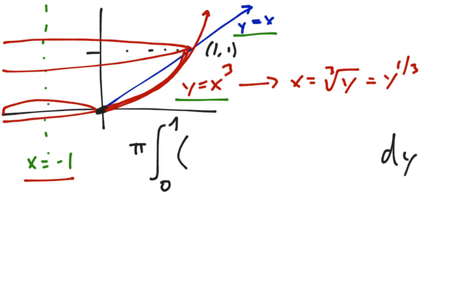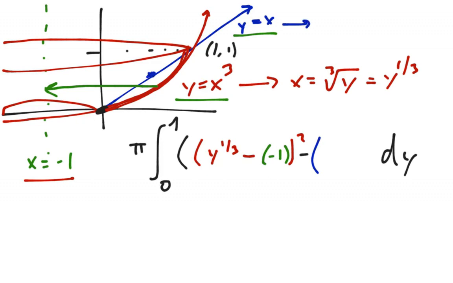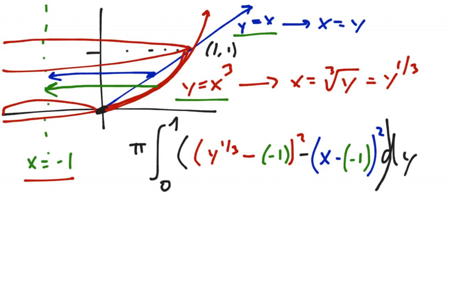So our outer radius will be y to the 1/3, and then minus, there's that axis of revolution, which is at -1, squared, and then we're going to subtract the inner radius, which goes from here, which is y equals x, so rewriting x equals y, down to -1. So it's going to be y minus, and then parentheses, -1, close parentheses there, squared, and then we can close the black parentheses before the dy.